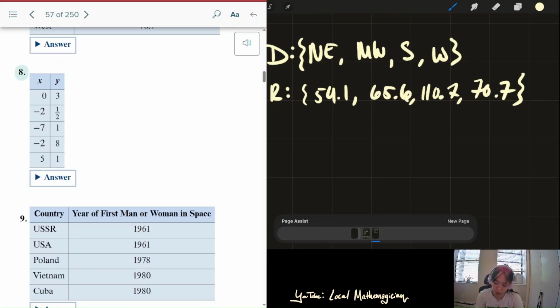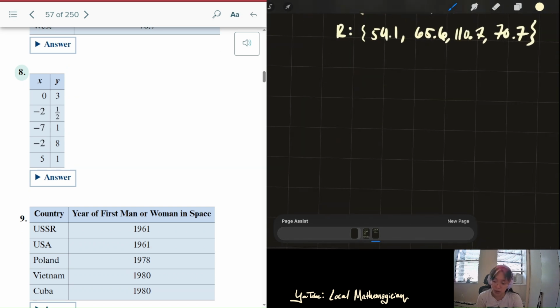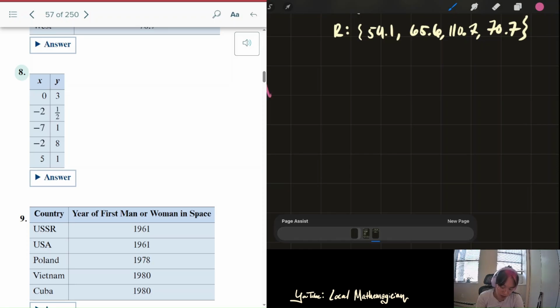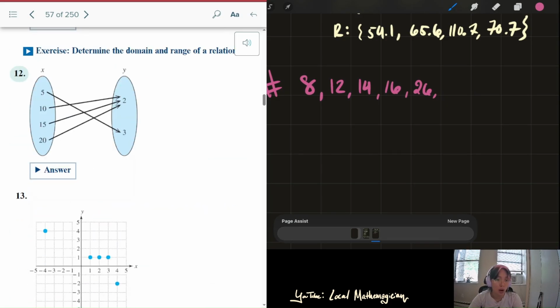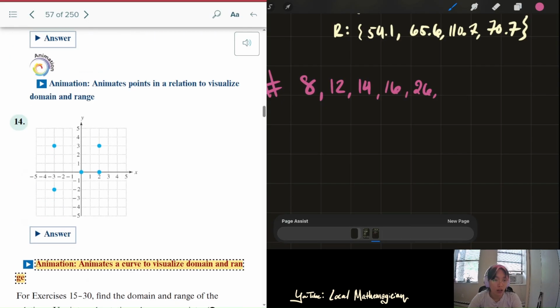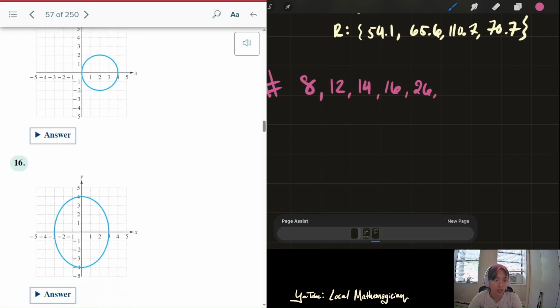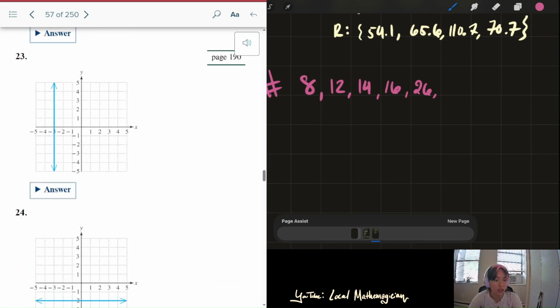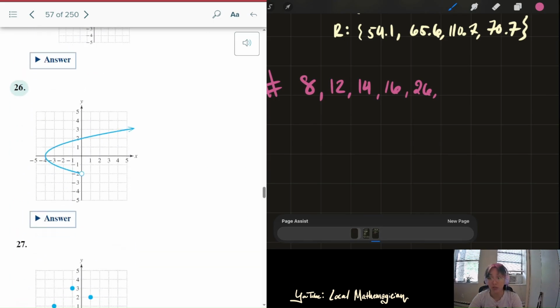Now, yes, you do have to submit this. For your purposes, for independent work, I want number 8. For practice purposes, I want numbers 8, 12, 14, 16, and 26. Okay, so this is your first part.